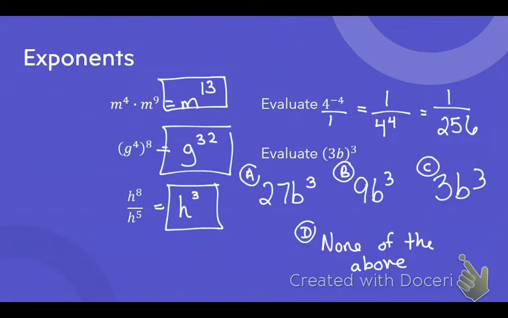Let's say these were your answer choices, 27 and B, 9B to the 3rd, 3B to the 3rd. Then your answer would be none of them, because you would be confident enough to know none of those was the correct answer. All right? So just because it's multiple choice doesn't mean it's going to be an easy test. You have to be confident in your answers. You guys tracking with me? Following along? I'm not losing you yet, right?